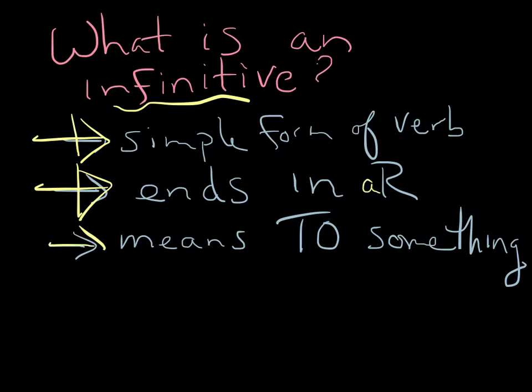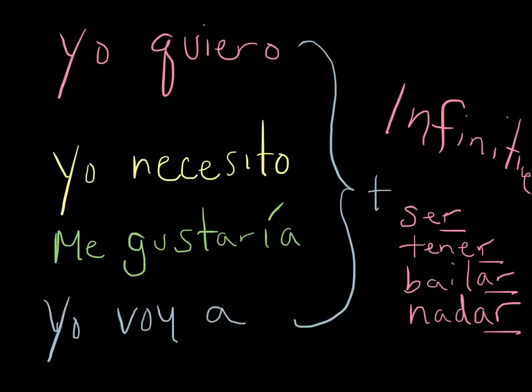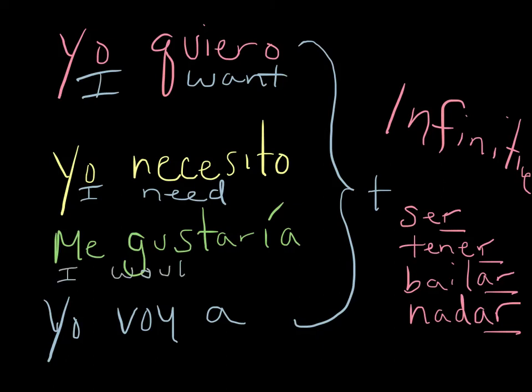Okay, one more review. All right, we've got yo quiero, which means I want. Yo necesito, which means I need. Me gustaría, which means I would like. And yo voy a, which means I am going to. With all of these, yo quiero, yo necesito, me gustaría, and yo voy a, you must use the infinitive. That means you must keep the R on your verb.